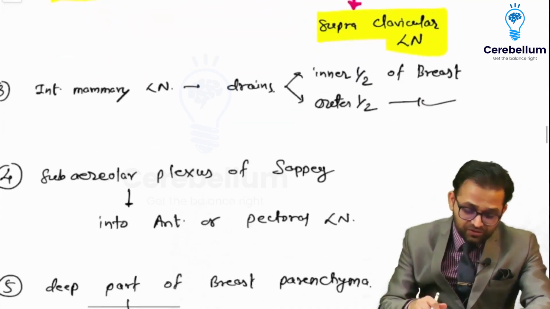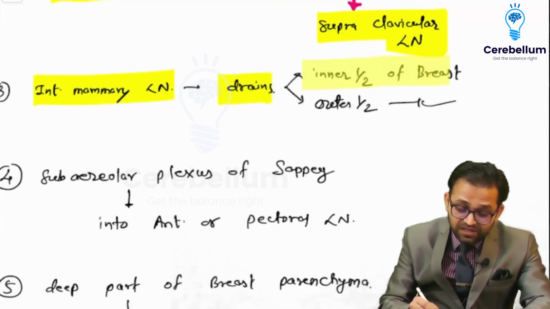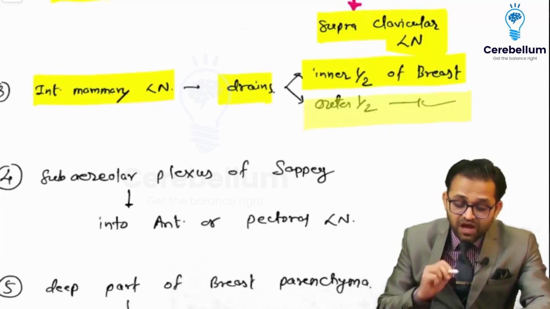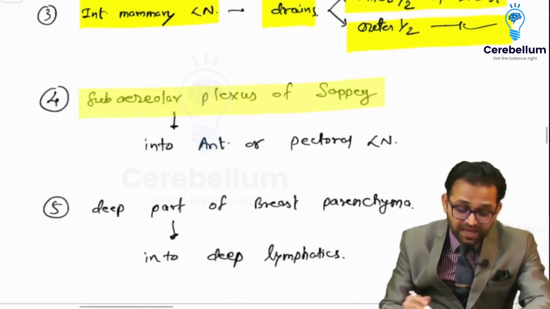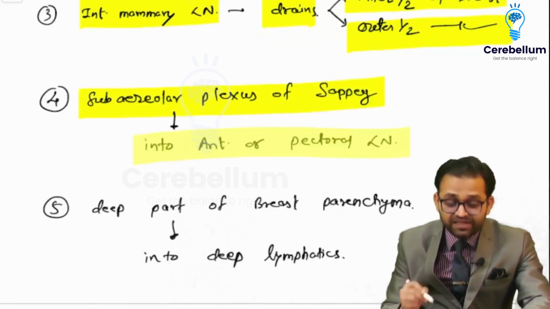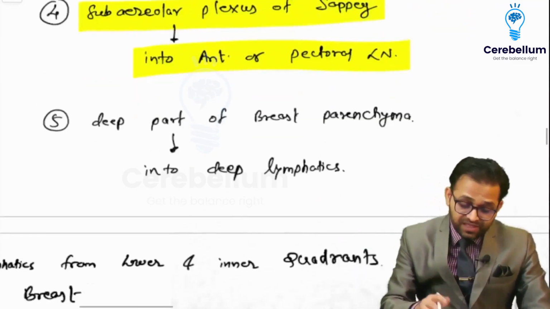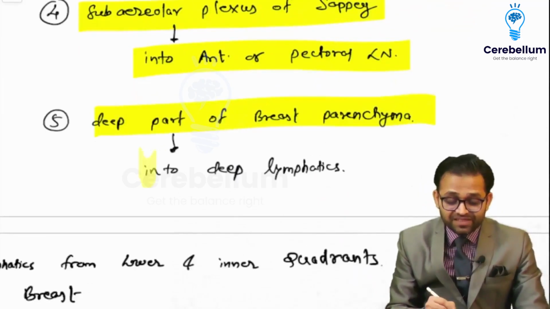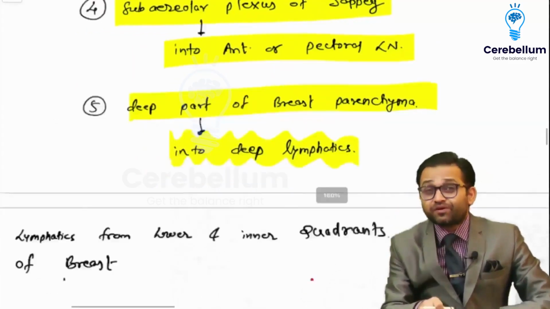Just simple notes. The internal mammary lymph nodes drain both the inner half and the outer half of the breast. Next point, the subareolar plexus of Sappey drains into the anterior, or also you can say the pectoral, lymph node group. The deep part of the breast parenchyma drains into the deep lymphatics, which pierce the clavipectoral fascia.